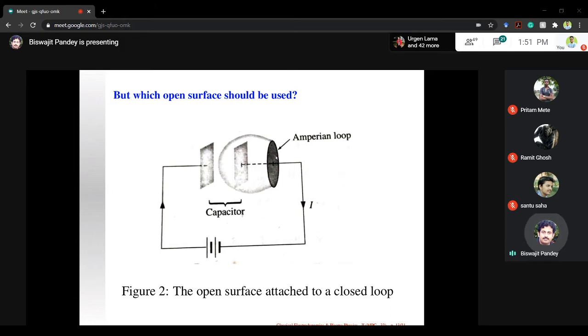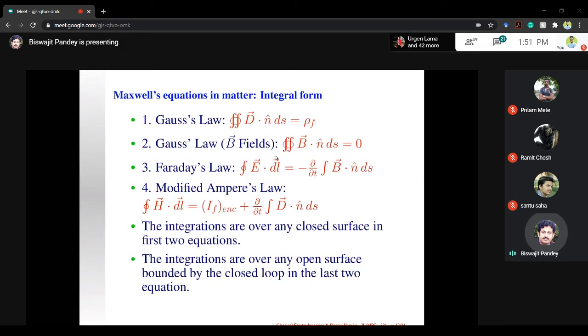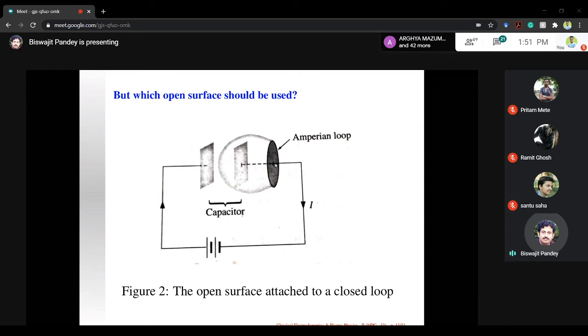So Ampere's law tells us that if you take a line integral of B along a closed path, then it will be equal to mu naught times the current which is poking through the surface attached to that closed loop. I'm repeating again, this B dot dl along a closed path will be mu naught times the current poking through an open surface which is attached to that closed loop.